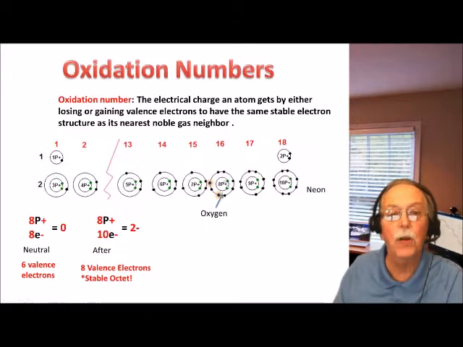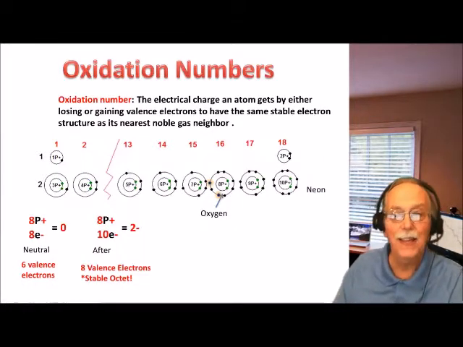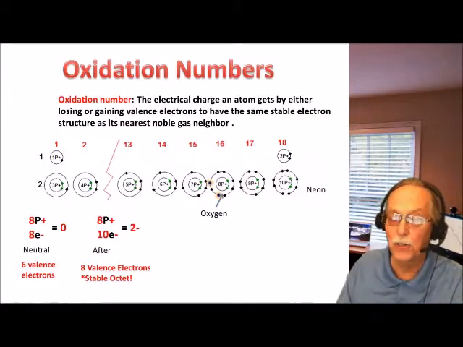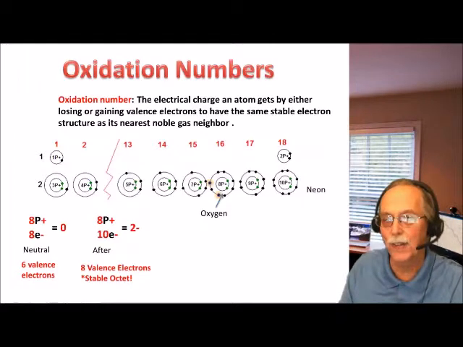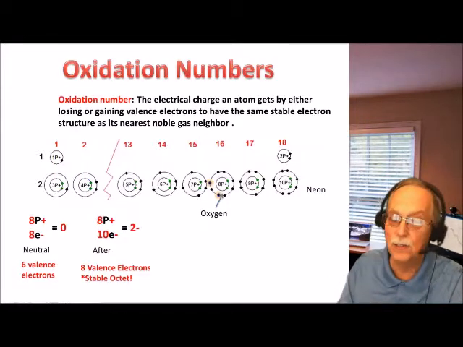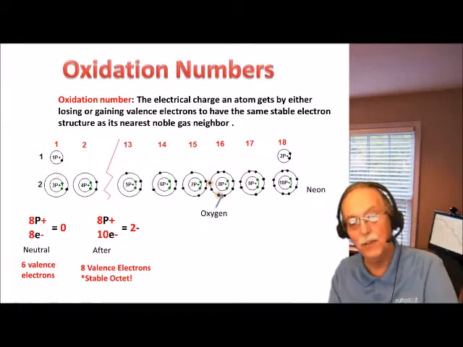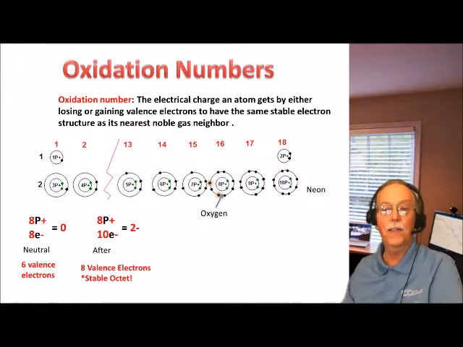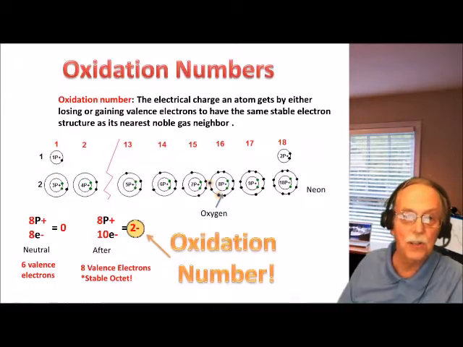Only 8 protons in the nucleus, but it also has 2 extra negative charges, 2 extra electrons, and so it now has the electron structure of neon, a stable octet. But it gives it 2 extra negative charges, so it has a negative charge, and that negative charge of 2, that is the oxidation number.